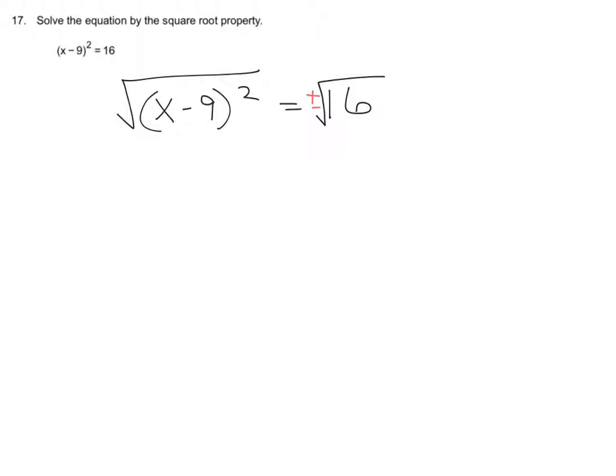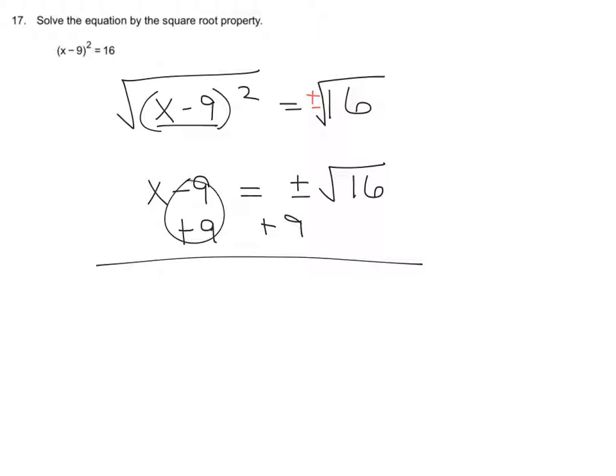The square root of x minus 9 squared is just x minus 9 because we got rid of the exponent 2 by taking the square root, and that equals plus or minus the square root of 16. Next, we can add 9 to both sides to isolate the x term. So I get x equals 9 plus or minus the square root of 16. Now I need to simplify my answer.